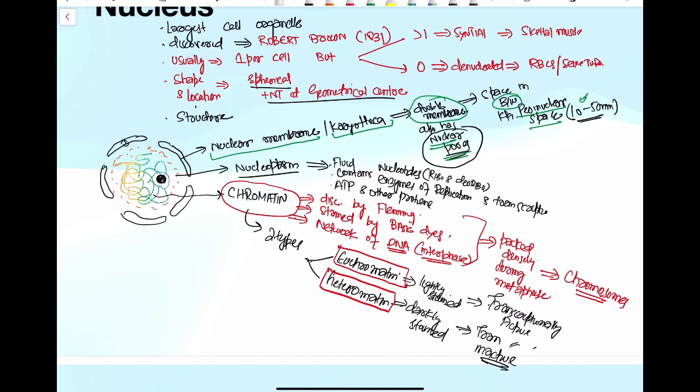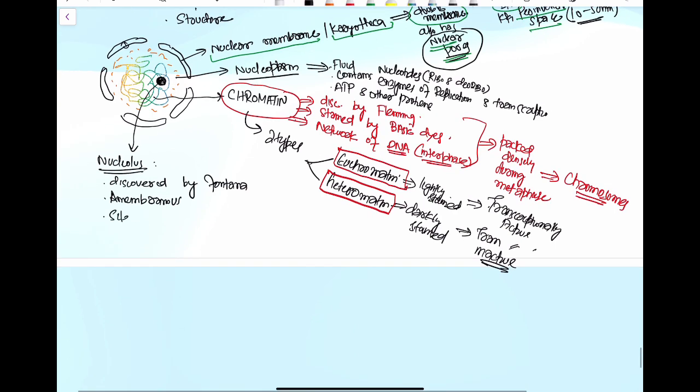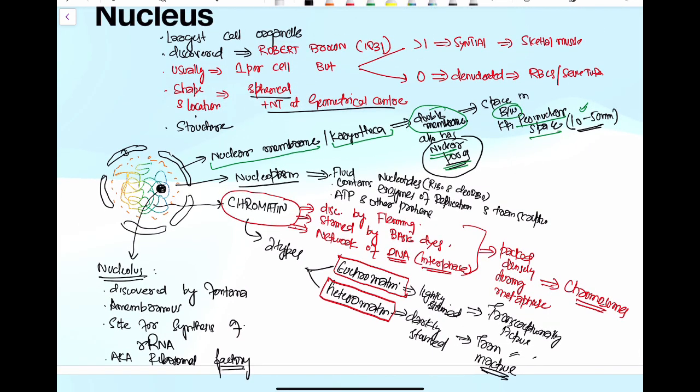Then there is this final structure called nucleolus. Nucleolus was discovered by Fontana, and this nucleolus is also an amembranous structure. It doesn't have an independent membrane, and it's actually a site for synthesis of rRNA. That's why it is also called a ribosomal factory. Okay, that's all you have to remember about this nucleolus. So that's all we have to discuss about the nucleus.